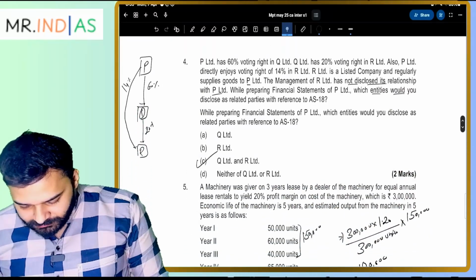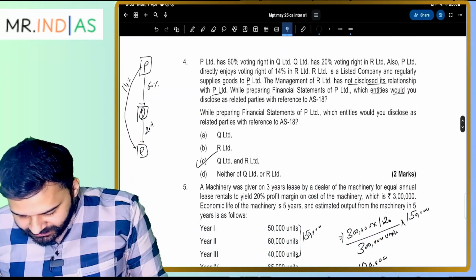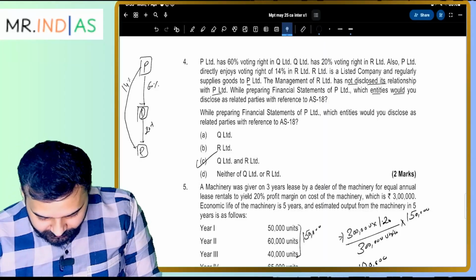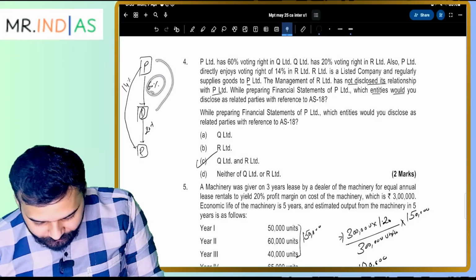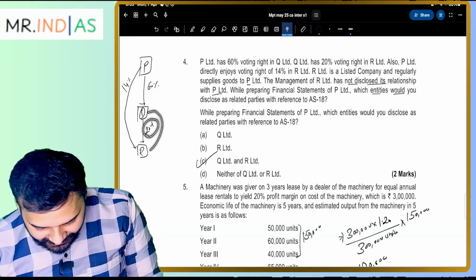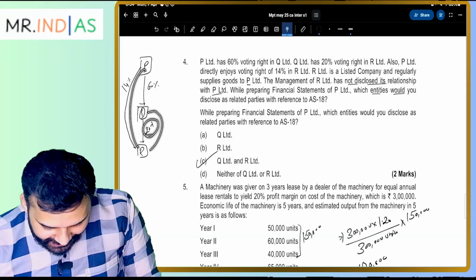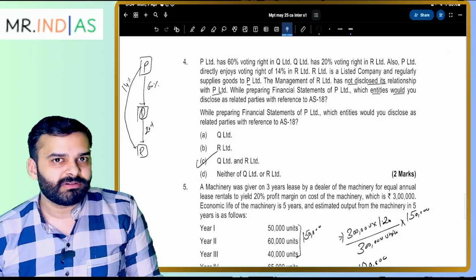Let us come to question number 4. P Limited has 60% voting right in Q Limited. Okay, so there is a diagram of the question. P Limited has 60% voting right in Q Limited. Q Limited has 20% voting right in R Limited, and P Limited has 14% voting right in R Limited by its own.